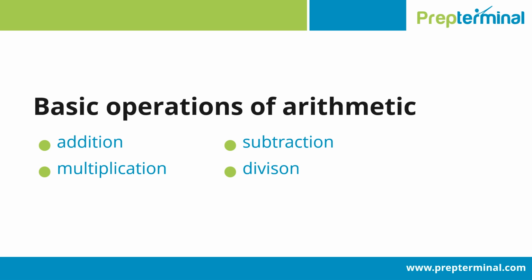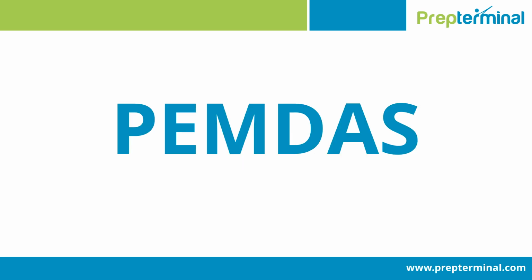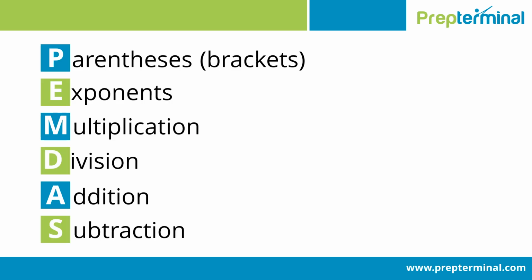Before we begin, it is important to recall the basic operations of arithmetic, which are addition, subtraction, multiplication, and division. When using a calculator, you don't have to worry about the order of mathematical operations, as the calculator automatically does these. When calculators are not permitted, you must know the correct order of mathematical operations. In Canada and the USA, the abbreviation PEMDAS helps people remember this order. PEMDAS represents parentheses, exponents, multiplication, division, addition, and subtraction.